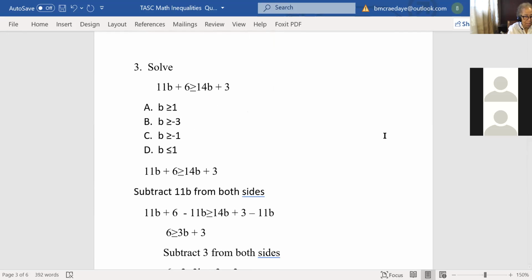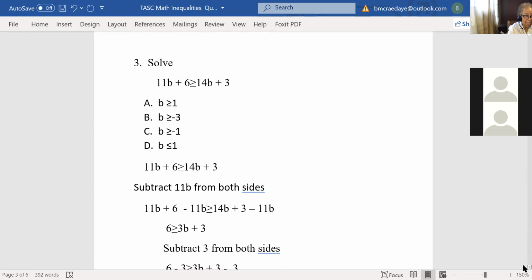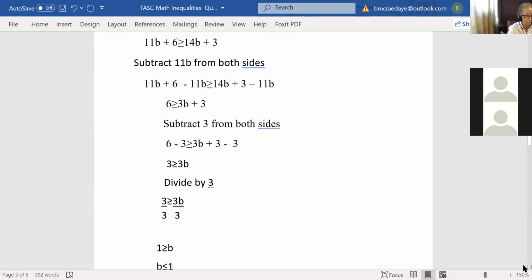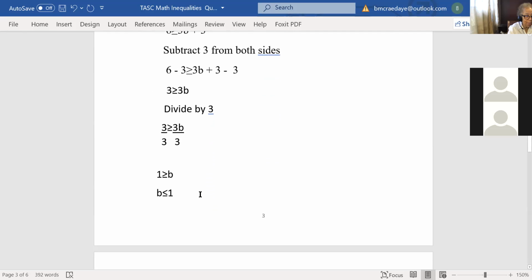D. Less than or equal. Yeah, D is in dog. That's right. D is in dog. That's the answer because that's B less than or equal to 1. So let's put our answer. I just put it here. Answer D.